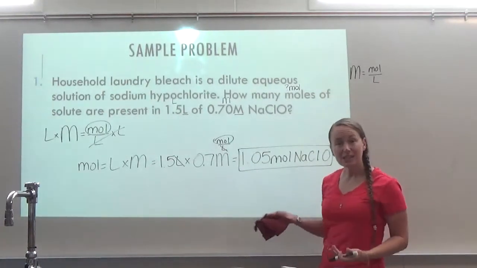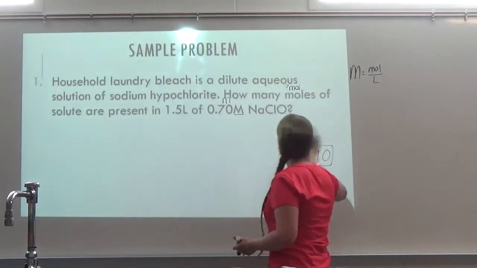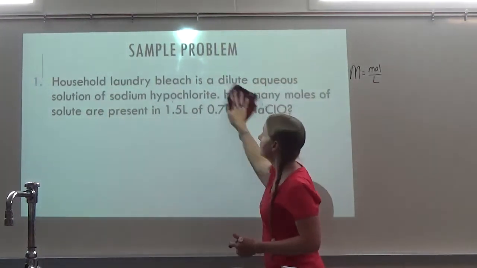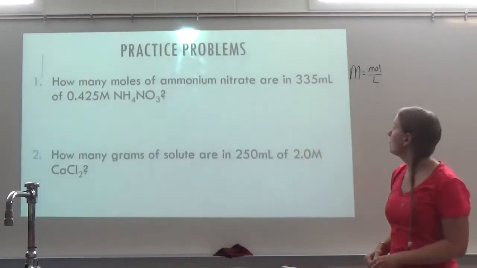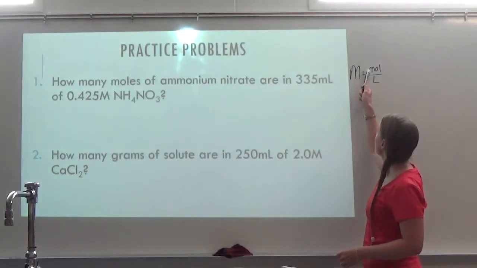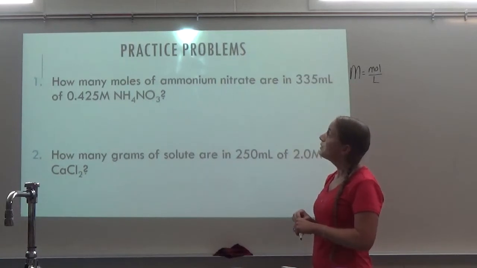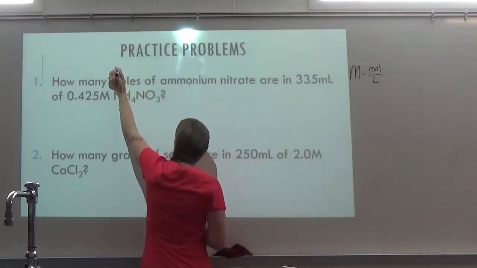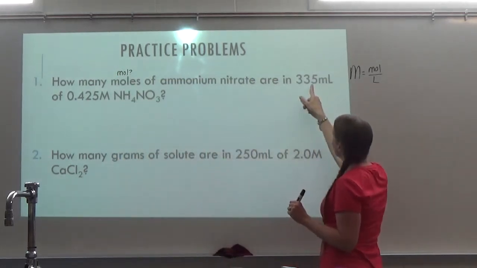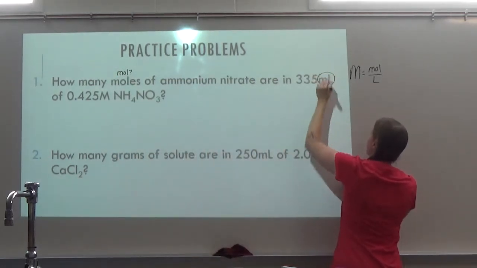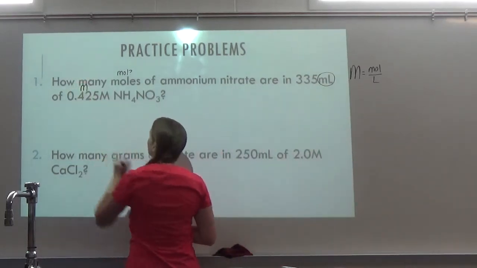All right, so let's look at a couple more like this where you have to rearrange. And sometimes you may need to convert, okay? In this example, they gave me all the correct units, but sometimes they won't. So remember, when you're using this formula, you have to have molarity, moles, and liters. All right, so let's look at the top one together. It says how many moles, so again, I'm looking for moles, of ammonium nitrate are in 335 milliliters of 0.425 molarity ammonium nitrate.